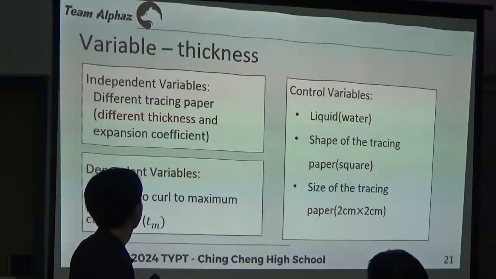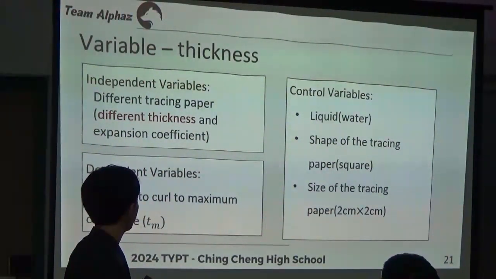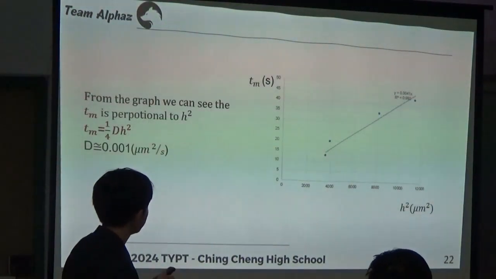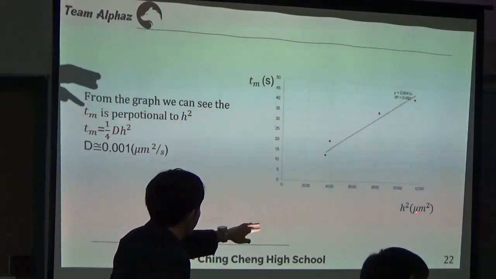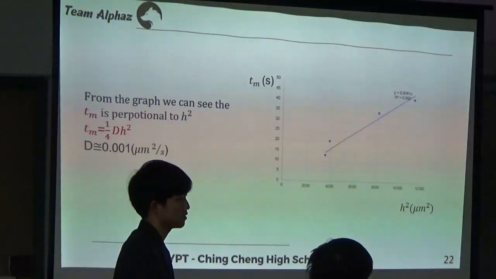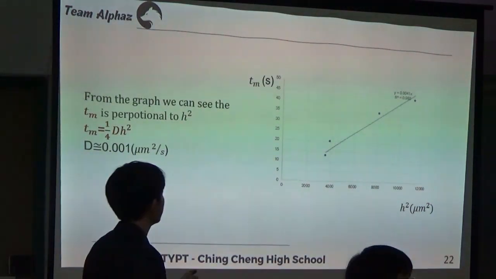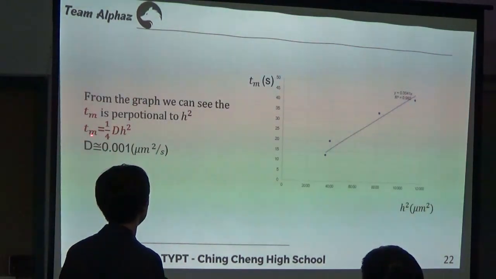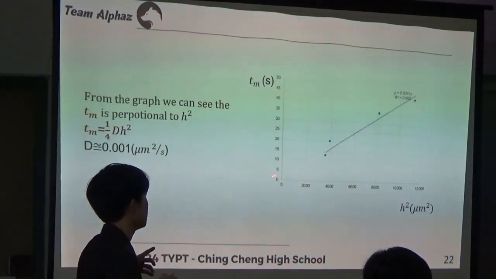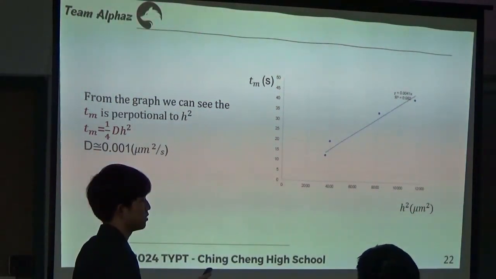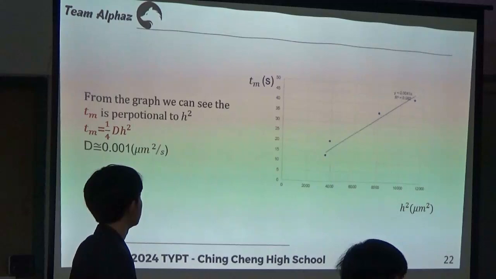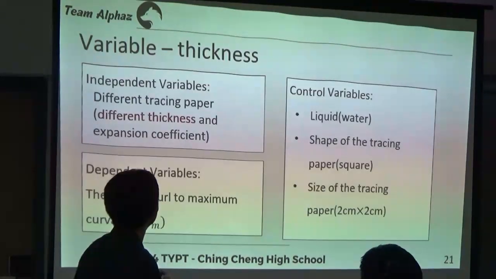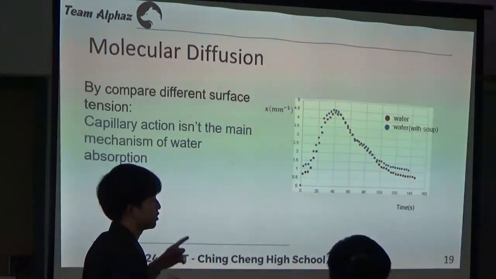And the first variable is thickness, and we only have one variable. And here is our graph of thickness squared against time. And we can know the thickness squared and the time will be linear. And we can also prove the molecular diffusion is correct.